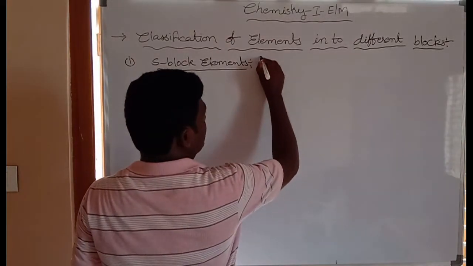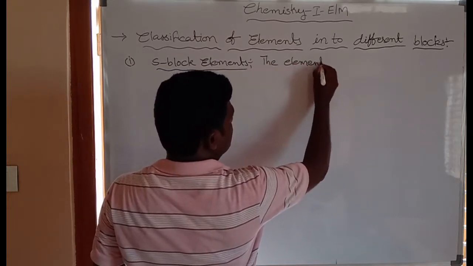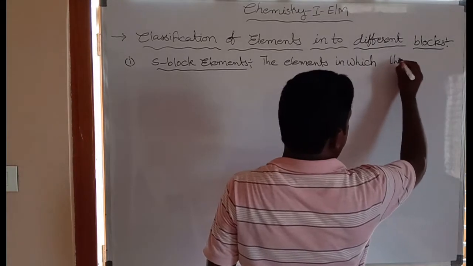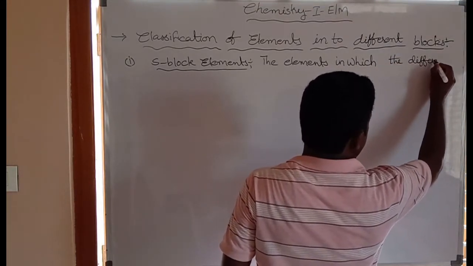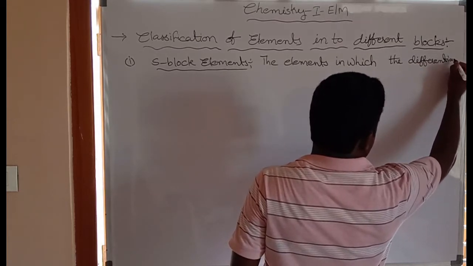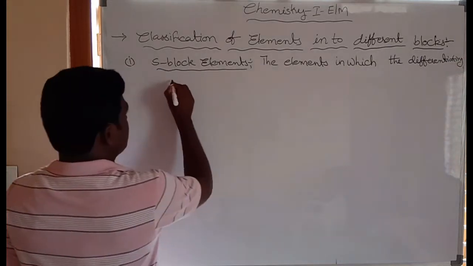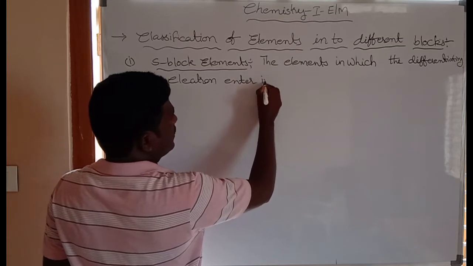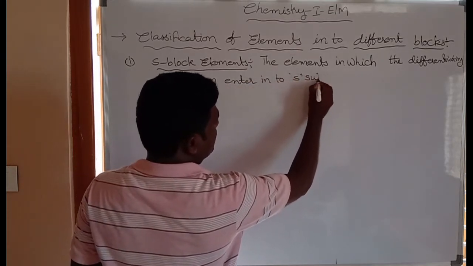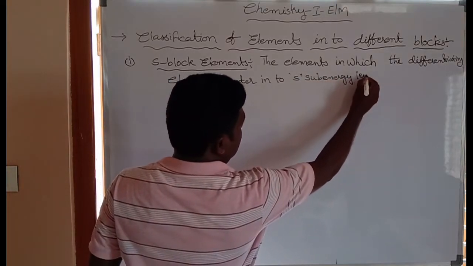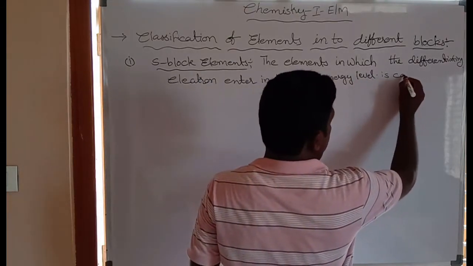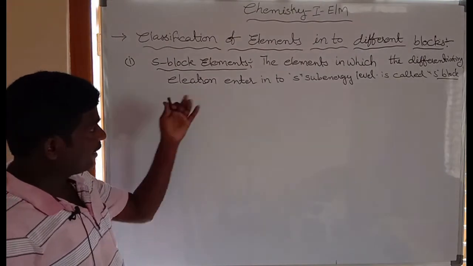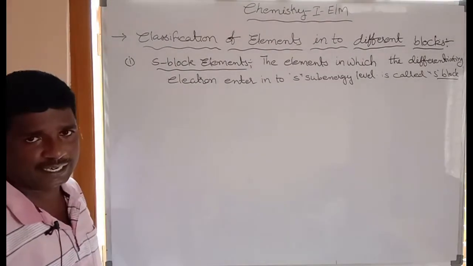The elements in which the differentiating electron enters into the S subenergy level are called S block elements.